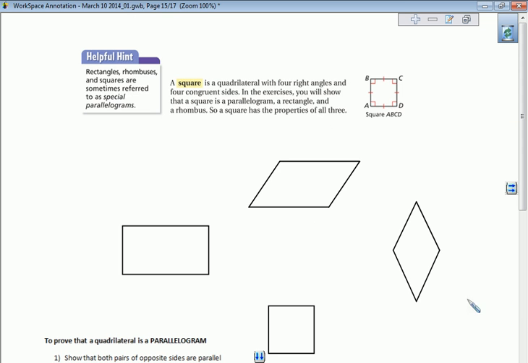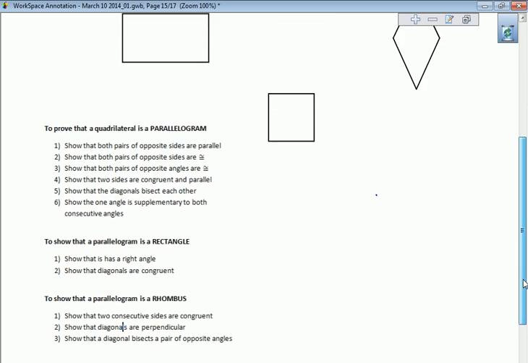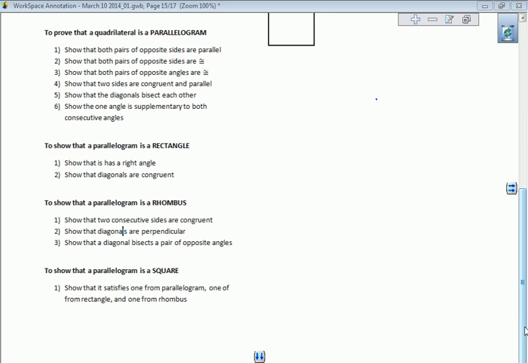Now, with the square, a square is going to have the 4 right angles and 4 congruent sides. So the right angles come from the rectangle part, right? And the 4 congruent sides come from the rhombus. So a square takes a little bit of both. And on your little sheet, we talked about all of these things. So, for a square, we said we need to show that it's a parallelogram, that it has one of the attributes of also being a rectangle, and then one of the attributes of being a rhombus. And we can pick. Mix and match.